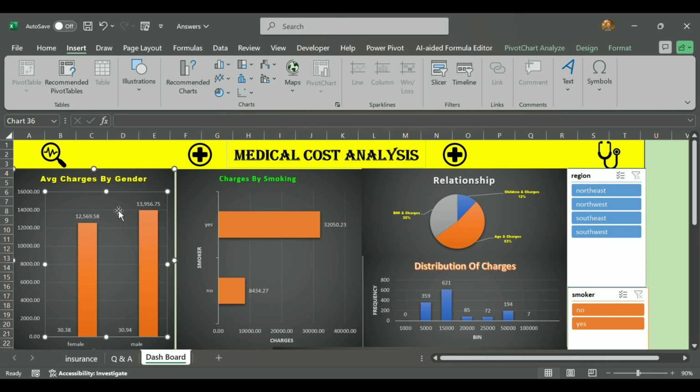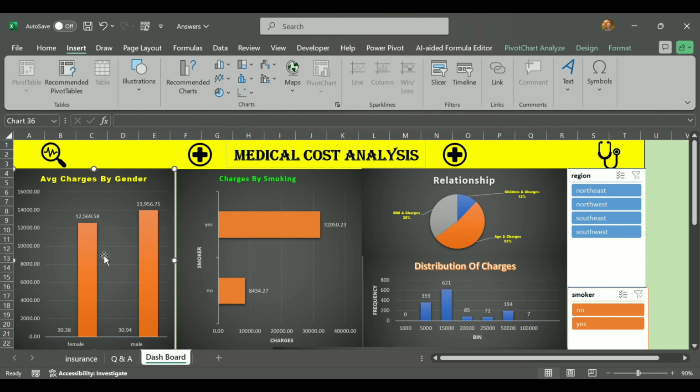In the first dashboard, I focused on analyzing medical charges based on gender. Using a pivot table, I calculated the average and total charges separately for males and females in the dataset. From the bar chart, we can clearly observe that males have slightly higher average medical expenses compared to females.